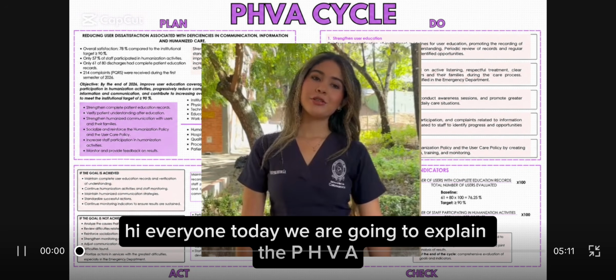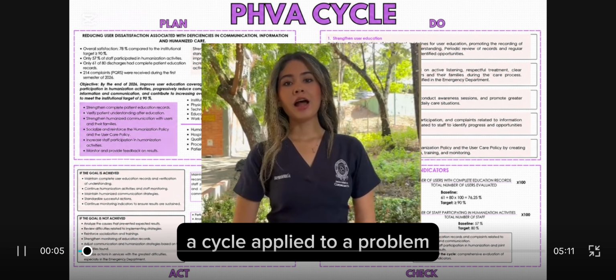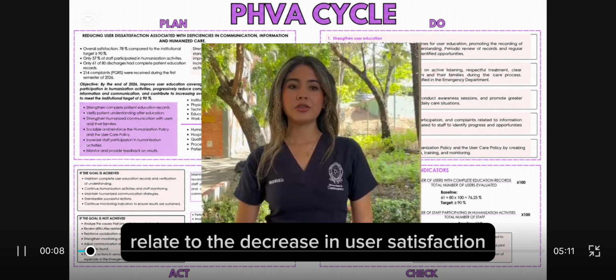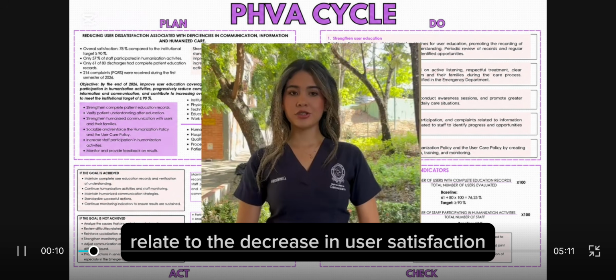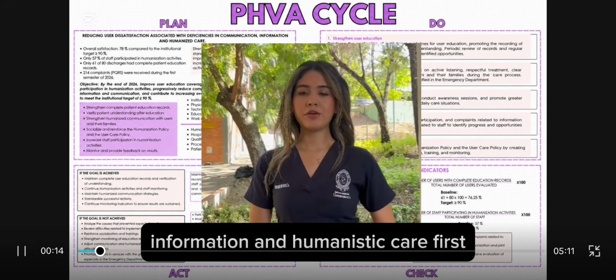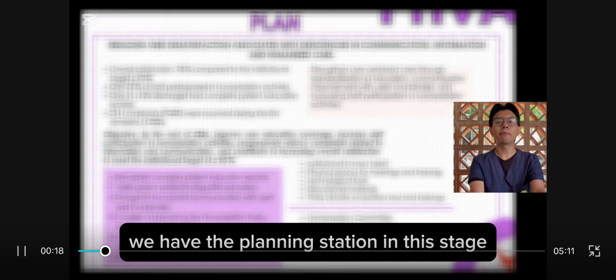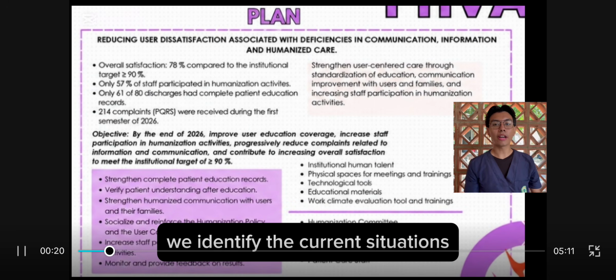Everyone, today we are going to explain the PHVA cycle applied to a problem related to user dissatisfaction associated with deficiencies in communication, information, and humanized care. First, we have the planning stage. In this stage, we identified the current situation.